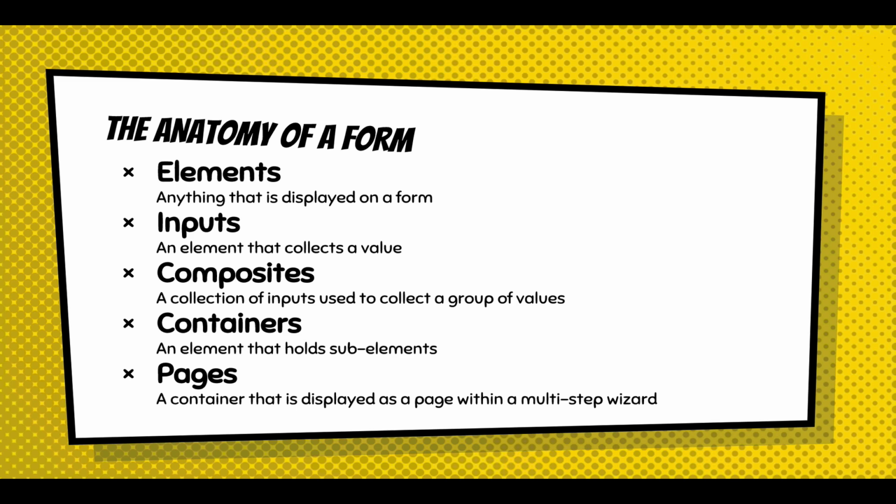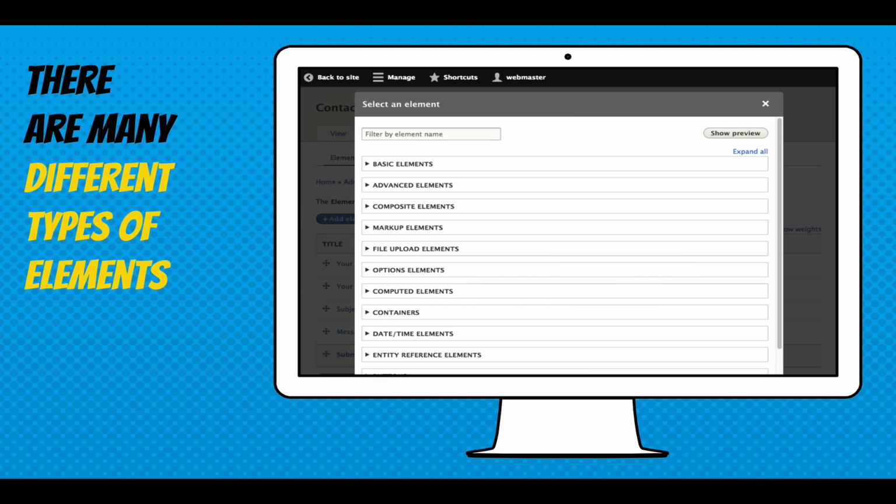And an input is an element that collects a value. And composites are a collection of inputs used to collect a group of values. The best example would be having like an address element. That's a composite because it has an address, city, state, street, zip, whatever information you want. And then containers are just things that hold elements. A very simple example would be a field set. Or moving on is you can have multi-step wizards. Each page is a container that is broken down into individual steps when you're building a wizard form. So there are many different types of elements.